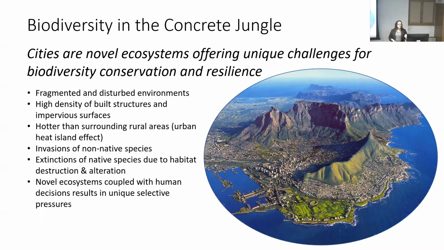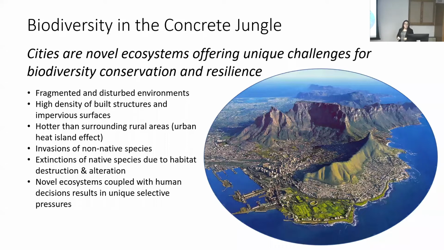So cities have high habitat heterogeneity, but they also have a lot of similarities, right? The built environment has very similar structure, similar disturbed types of habitats. And all cities have some level of high density of built structures and impervious surfaces, fragmentation of native habitats, and they're the epicenters of exotic species invasions. That makes cities inherently novel. They're novel ecosystems.